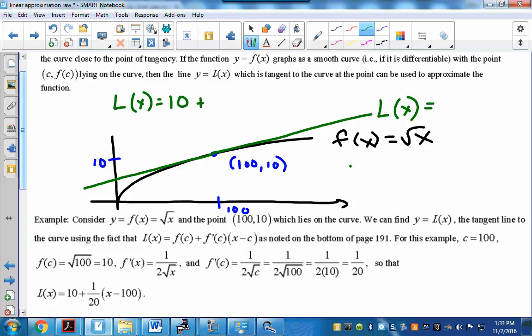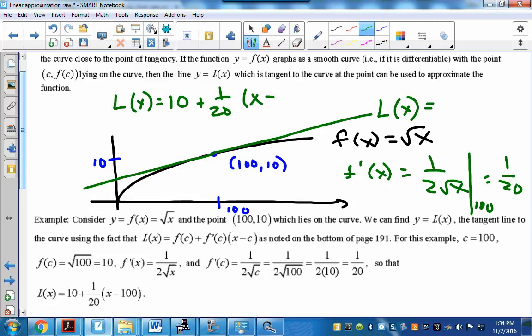Here's the derivative. It's 1 over 2 square roots of x, but I can't use that for a slope. That's not a number. So I have to evaluate it at 100. So you put 100 in here, so you get 1/20th, right? Okay, so evaluate it. It's 1/20th. That's the slope, 1/20th, and then x minus 100. Okay, so that's the equation of that green line. Okay? And then once you have that done, you can use that to approximate square roots.